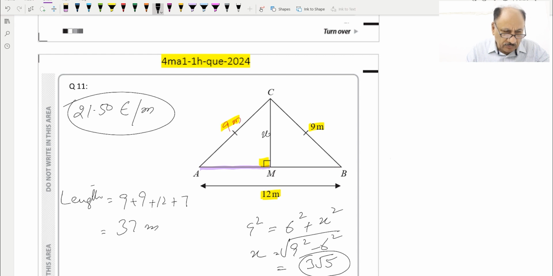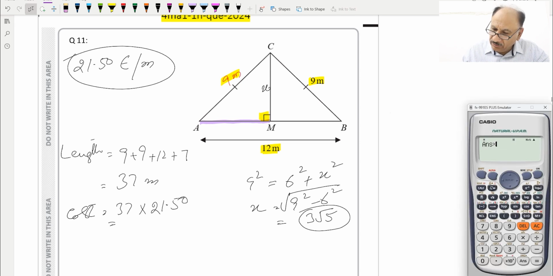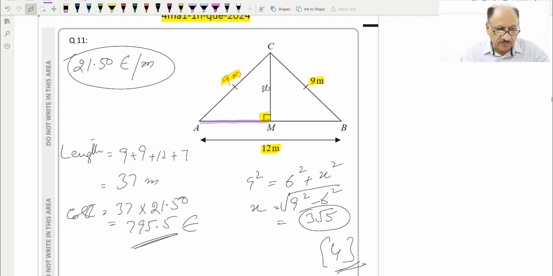So cost will be equal to 37 into 21.50, and this will be multiplied by 21.50, which will be equal to 795.5. This many euros will be the cost, and this is the 4 marks part which we have done. This was a simple, straightforward question.